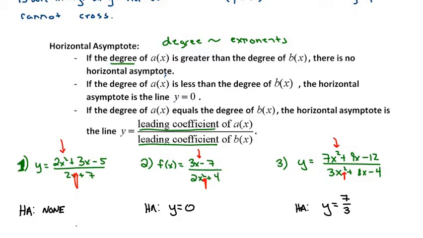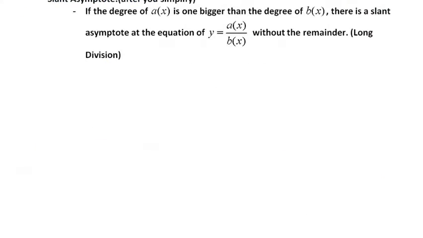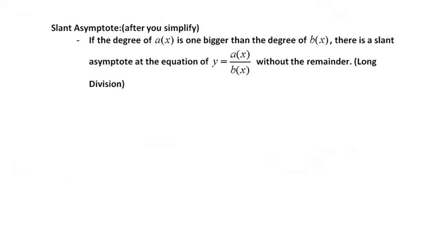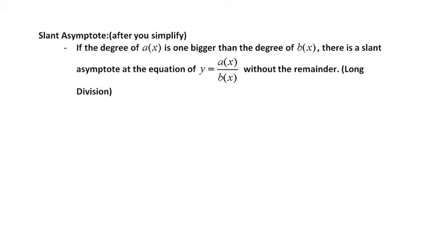All right. And then last but not least on our list to do is a slant asymptote. A slant asymptote is just that. It is a slanted imaginary line, and all slanted lines are in the form of y equals mx plus b. It is a slanted imaginary line that your graph cannot cross.